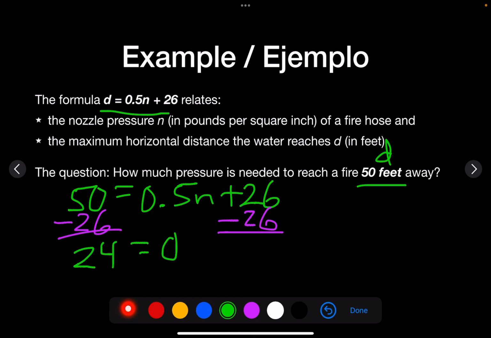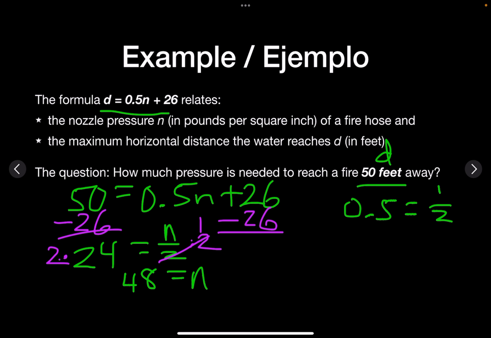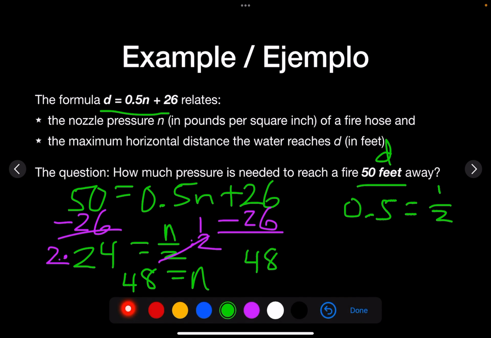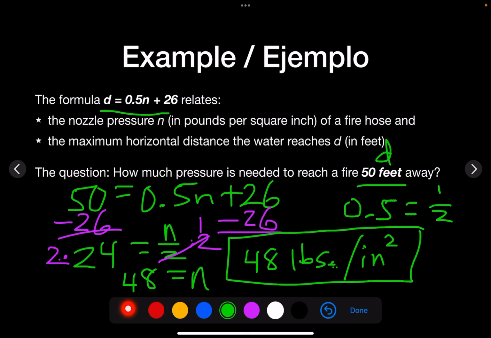And then that equals, now I'm going to switch that up because I could have that as n over 2, because 0.5 is the same thing as 1/2. And that is very helpful because now I could just multiply by 2 to both sides of the equation. So that'll divide out to 1. So then we have 48 is equal to n. So in other words, it's 48 pounds per square inch or inches squared. That is what we need in order to put that fire out 50 feet away.